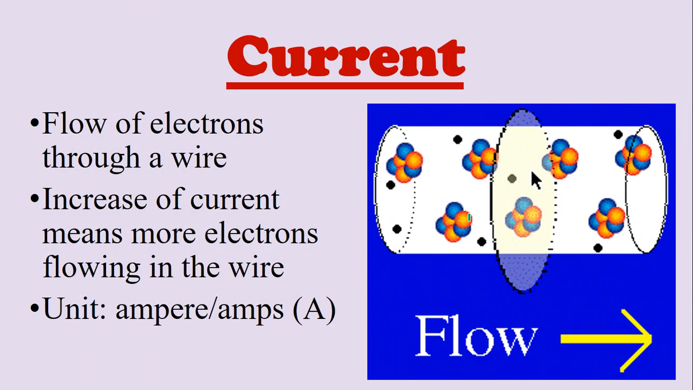Now, speaking of current, again, it is the flow of electrons through the wire. When you increase your current in the wire, what you mean is there are more electrons in the flow of the wire. Now, the unit for current is ampere or amps, or we abbreviate it with just the letter A. I'm going to do another video about electrical math, and knowing these units is going to be really important when doing those types of formulas.